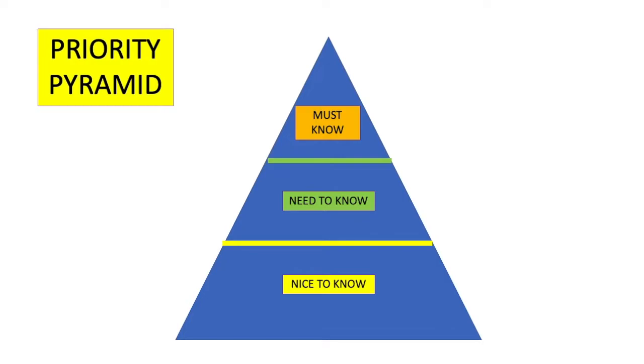That's nice to know, but is it essential? Is it the most important information? Well, one would have to weigh that up. And then there are a lot of nice to knows, so that's the biggest part of the triangle down the bottom. And then in the middle we have the need to know, which are important things.